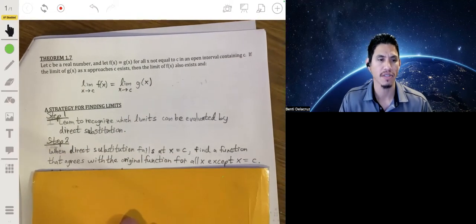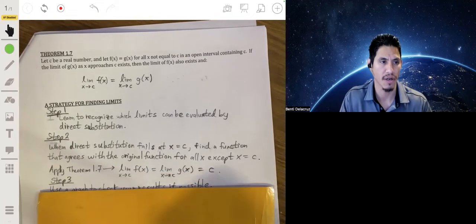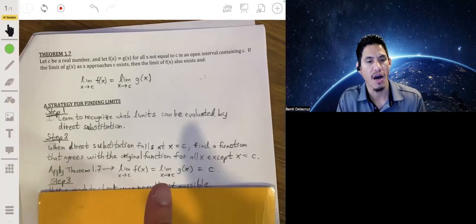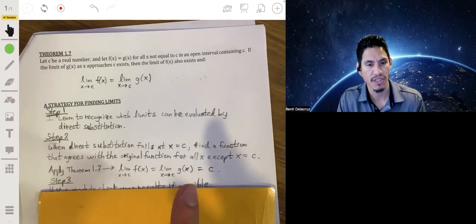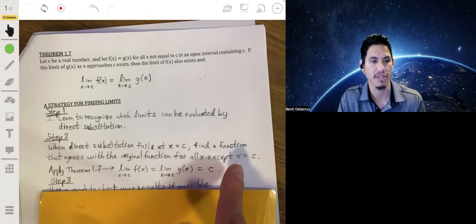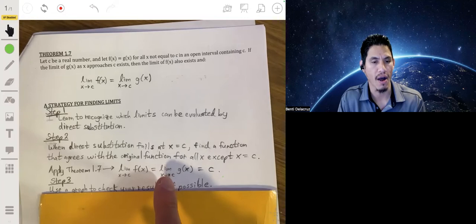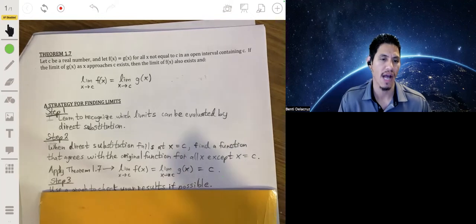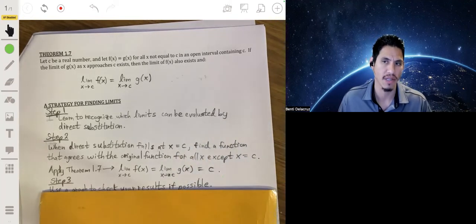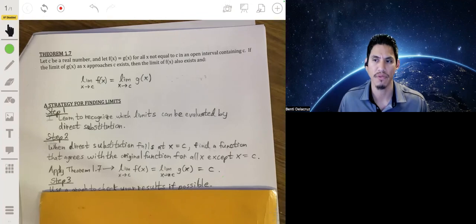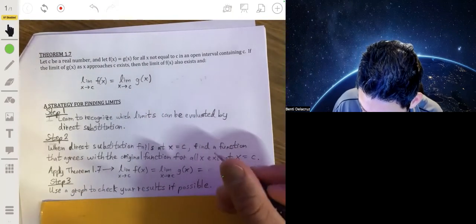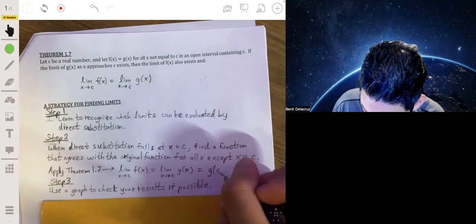Now, when this fails, so it's going to fail at some value c, we're going to apply theorem 1.7, which is basically saying again that we want to find a function that's just like the original function, except it's actually defined at that point c. And then we can make it equal to the original function, and then we can actually evaluate it and use it to solve the limit for the original function. And this should say g of c actually, not just c. Let me fix that.